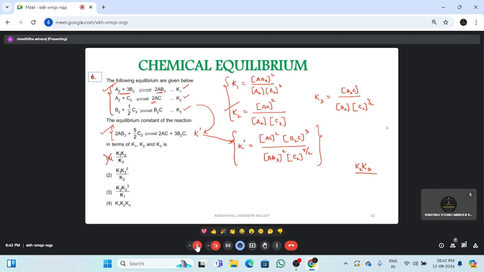In K prime, AC power 2, and in K2 also AC power 2. So we need not do anything for K2. But as far as K3 is concerned, in the numerator we should have B2C power 3, but in K3 we just have B2C. So we have to cube this K3. So this should be the numerator, right? So which will be the right option then? Option 3. That's it. Okay, fine. Do you have any doubt? Shall we move on to the next question?